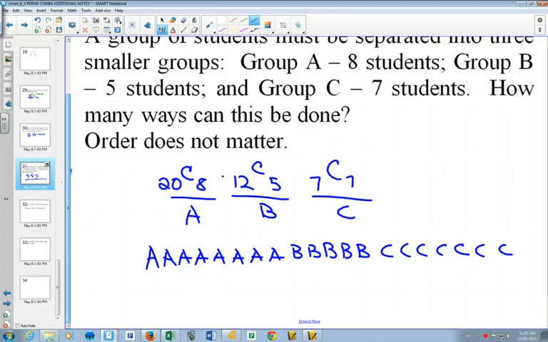There's 20 letters, right? That would be 20 factorial, but we have repetition. Because you could say, first 8 students, you're all A. Next 5 students, you're all B. Last 7, you're all C. Or you could figure out all the different arrangements of A's and B's and C's, and that would give you all your different groupings. And so that would be 20 factorial over 8 factorial, 5 factorial, 7 factorial.